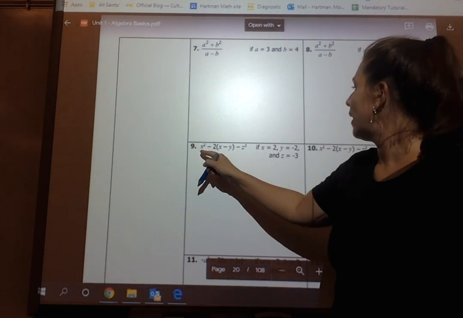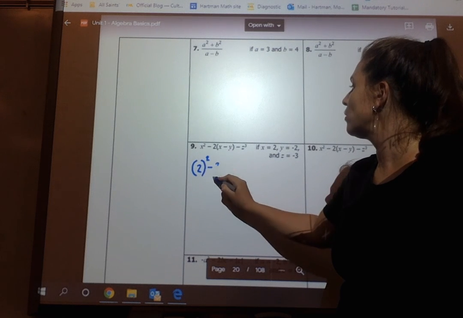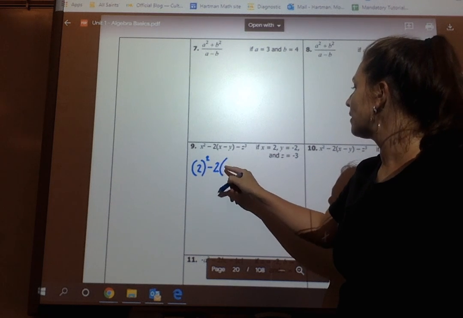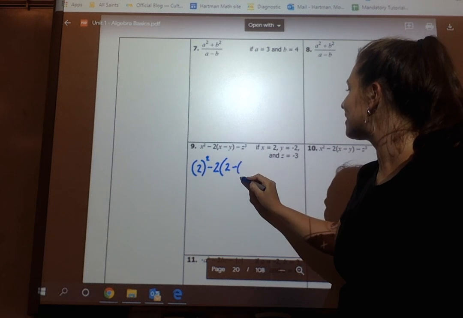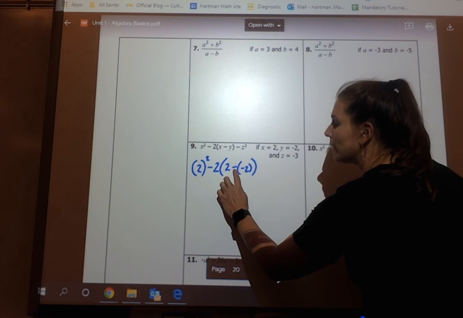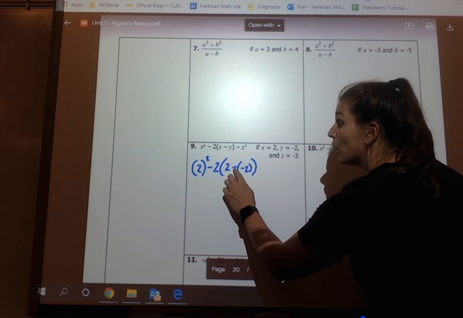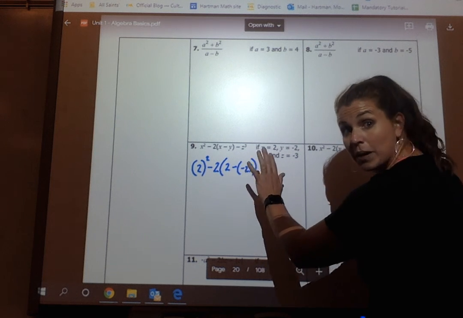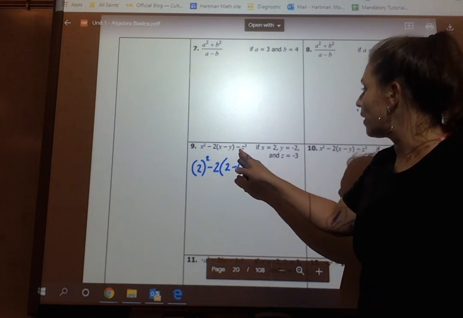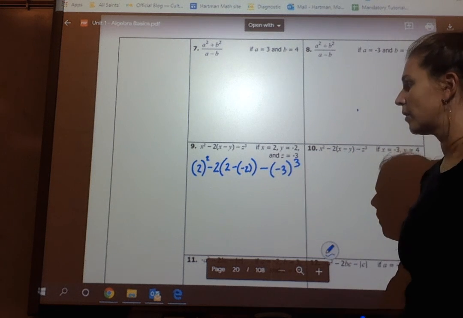All right, x is 2, so in parentheses is 2 squared minus 2, and then x is 2 minus a negative 2. Look what I did there. I brought down my minus, and in parentheses is y, which is negative 2. So you have 2 negatives there, so be cautious. And then when I finish it out, I get minus negative 3 cubed, okay?